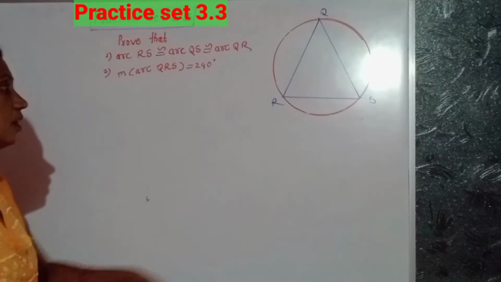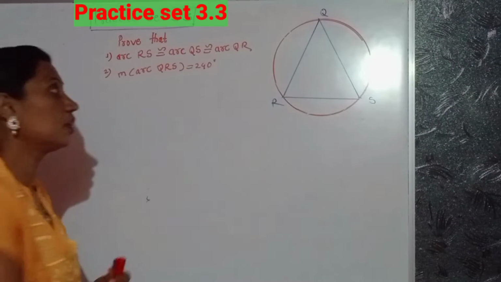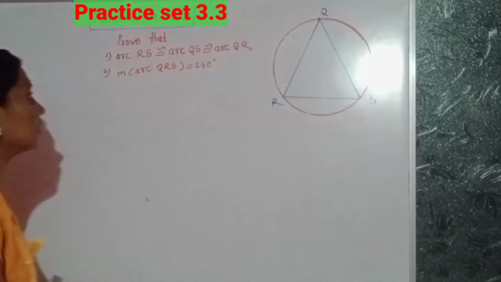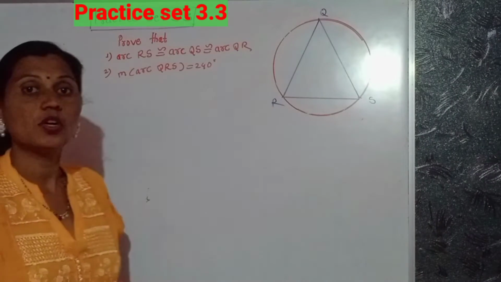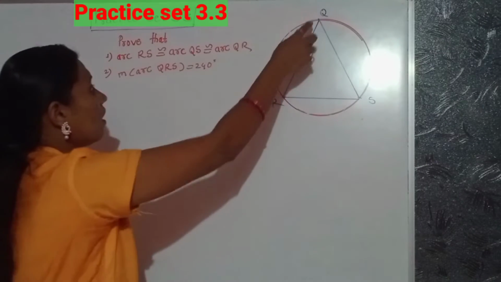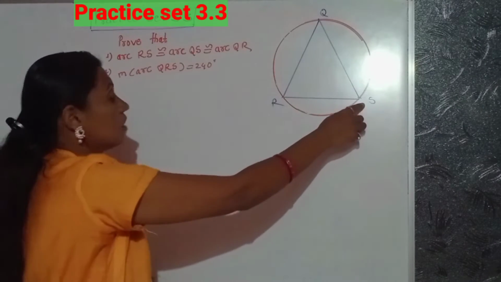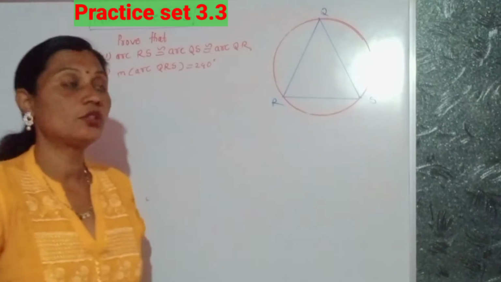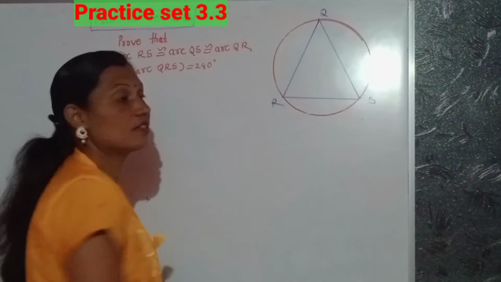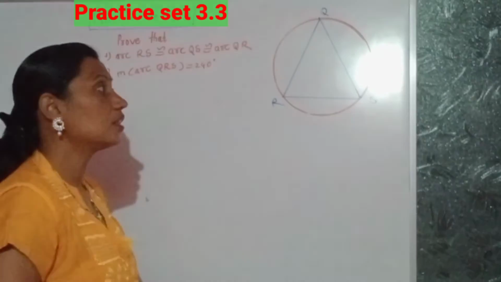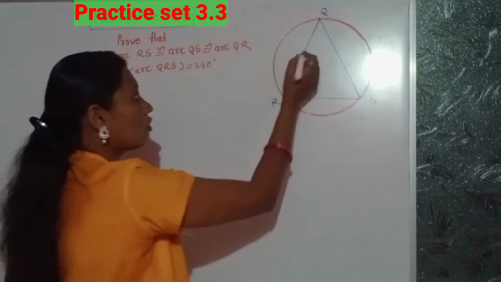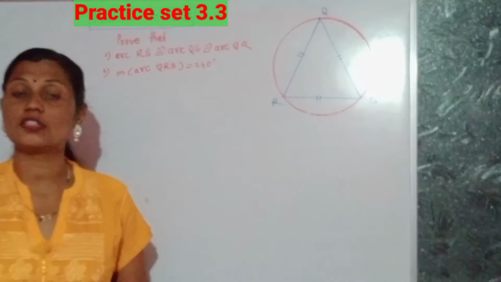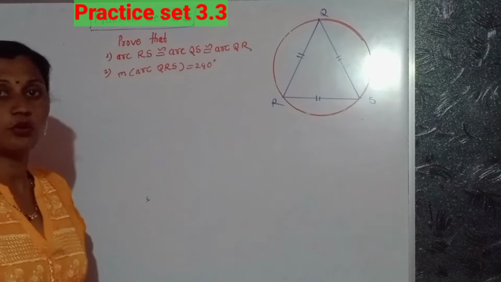Second example. Here is a circle and three chords QR, RS and QS are given. We have to prove that arc RS is congruent to arc QS, which is also congruent to arc QR. They told us that triangle QRS is an equilateral triangle. If this is an equilateral triangle, then all sides are congruent. If chords are congruent, then the corresponding arcs are also congruent.